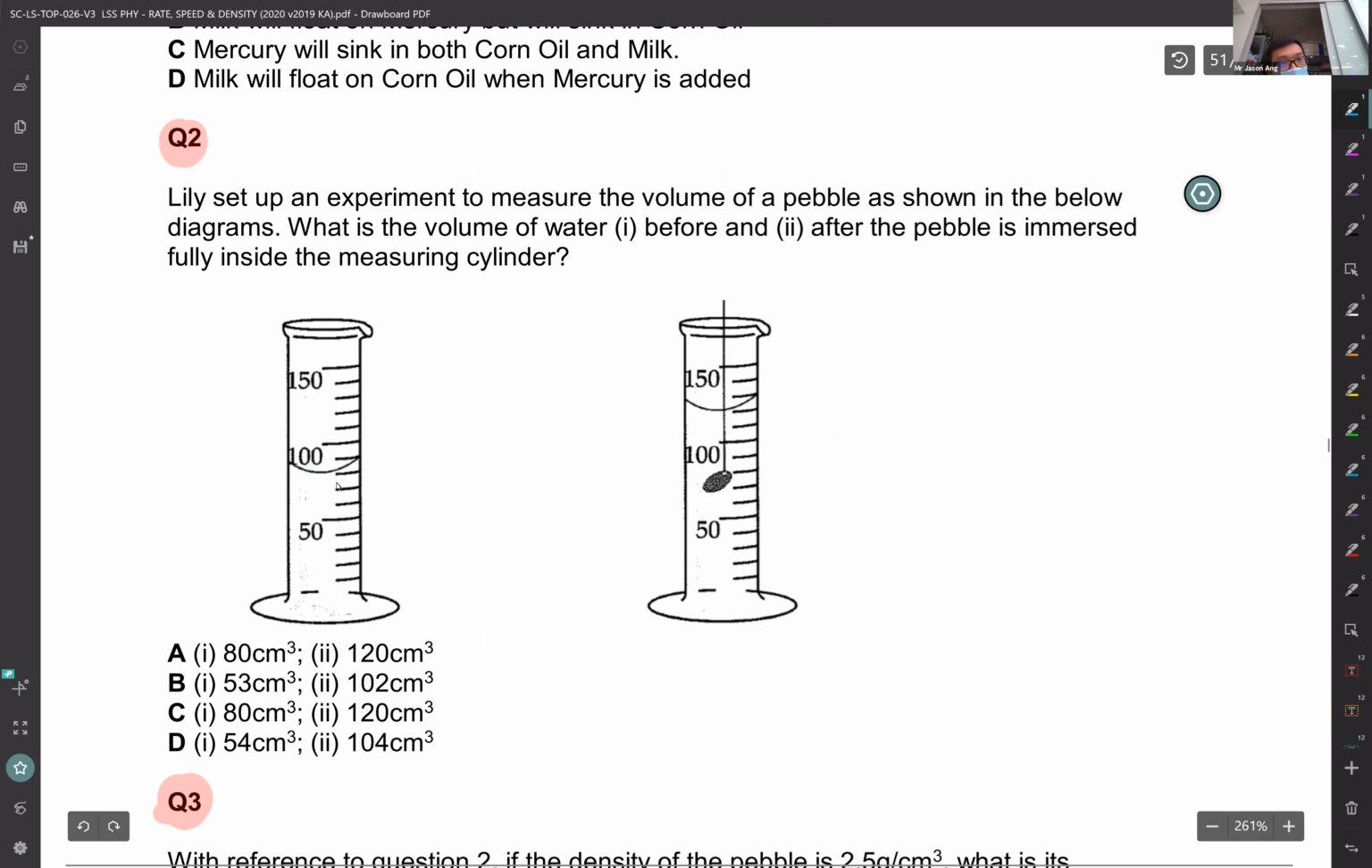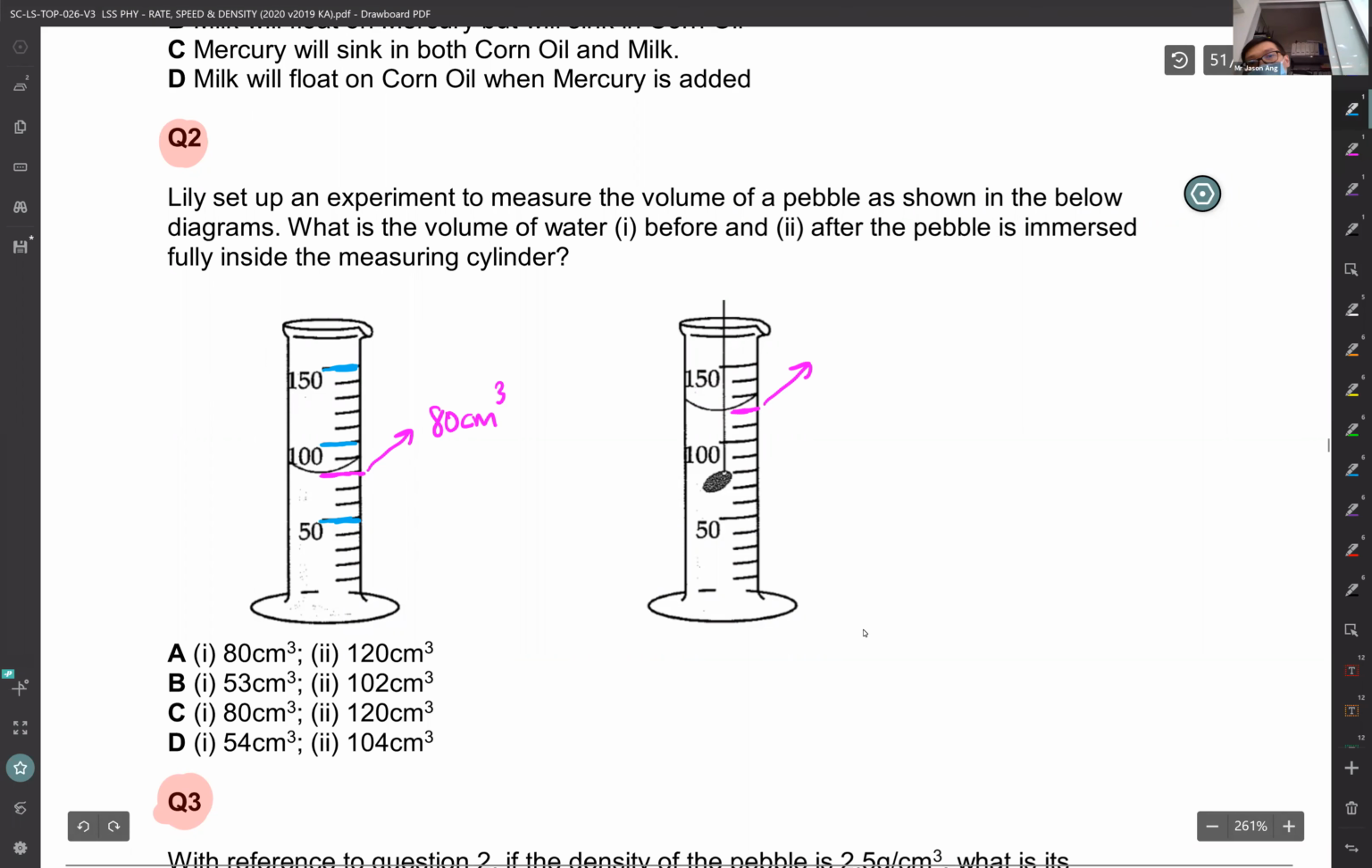Okay, let's see. Where is the 100? The 100 is this level. 150 is over here, and then the 50 is over here. Okay, so we are looking at this number here, which is, this is 50, 60, 70, 80. So this is 80 cm cube without anything put in. All right. Then later when I put a pebble, it becomes this level.